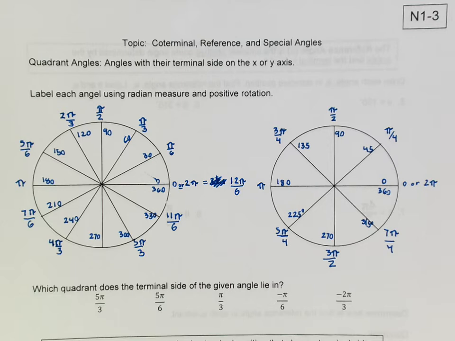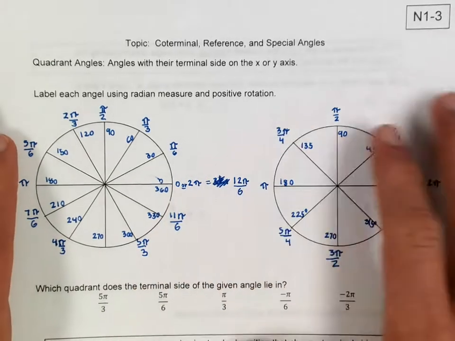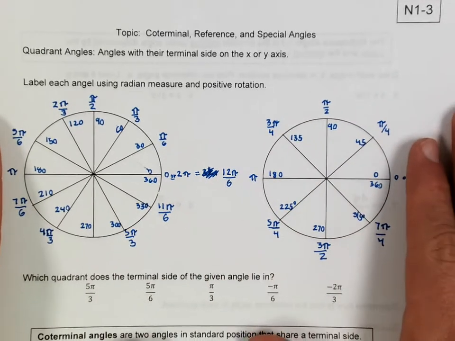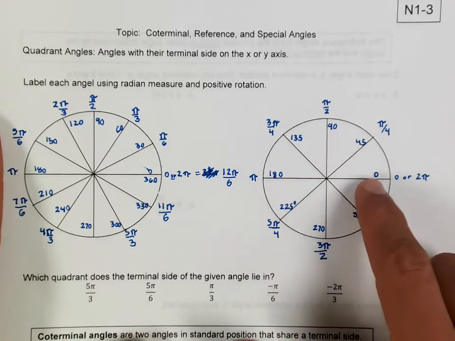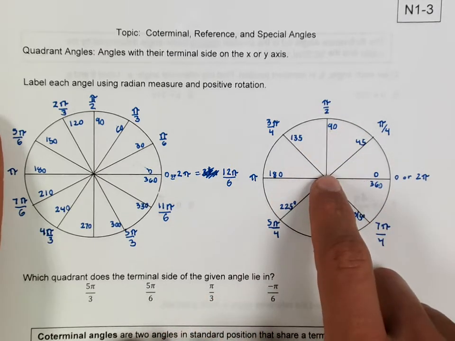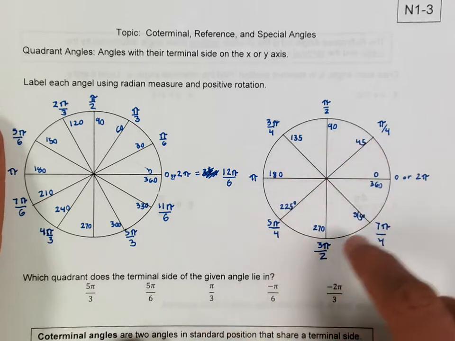So now we're going to talk about coterminal, reference, and special angles. I've actually already written all of this, but this is how I find it. The degrees, hopefully, are not that hard for you. This is 0, 180, this is 90, half of 90 is 45, and you're going to go on from there.